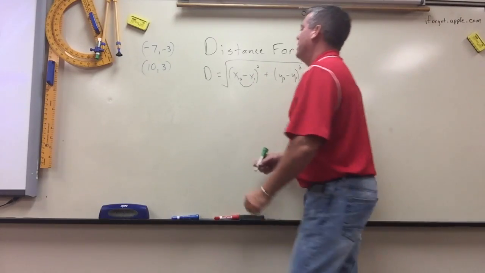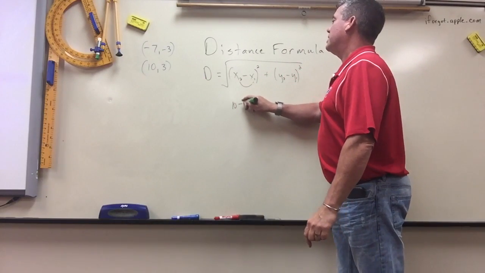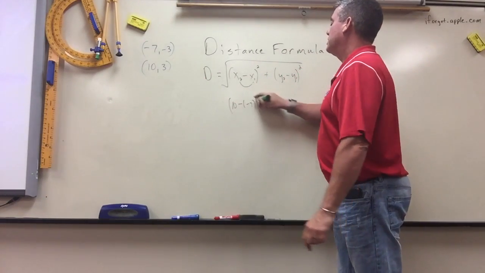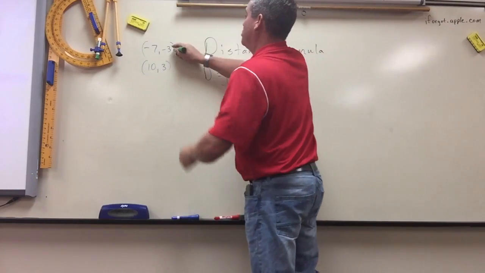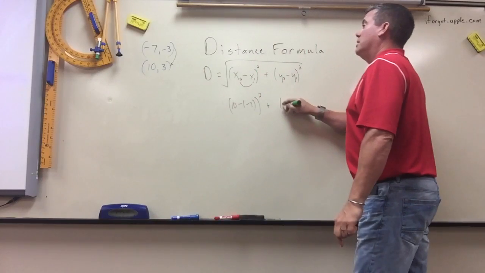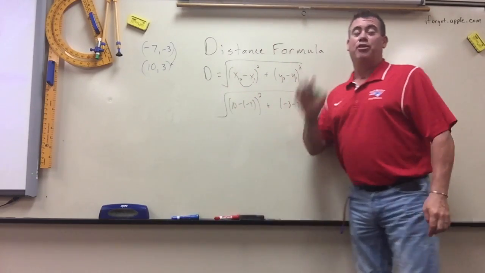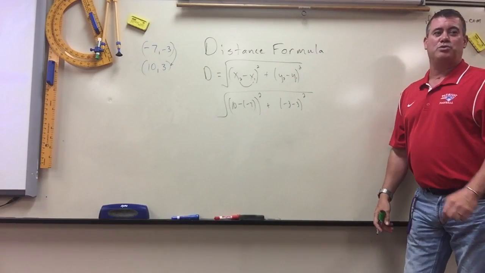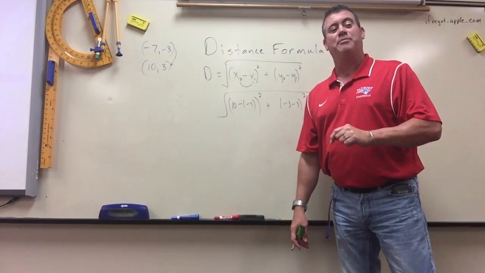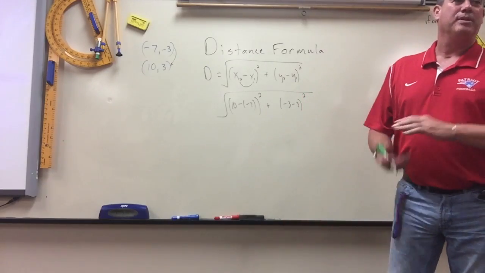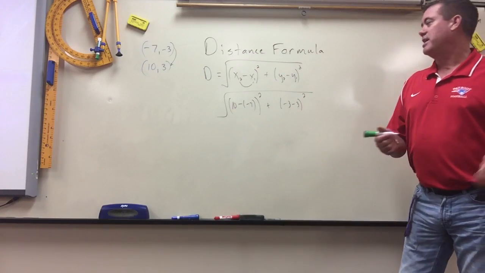So, the x minus the x, I'll go 10 take away negative 7, squared, plus the y minus y. This one I'll just switch and do it that way. Negative 3 take away 3, squared. Wait, you can do that? And you square it. Yep. It doesn't matter on the distance formula which way you subtract. Good question. On slope, you've got to do them the same way, when we get to slope. But you can switch around the distance, it doesn't matter which way you subtract. And I'll show you why in a second.